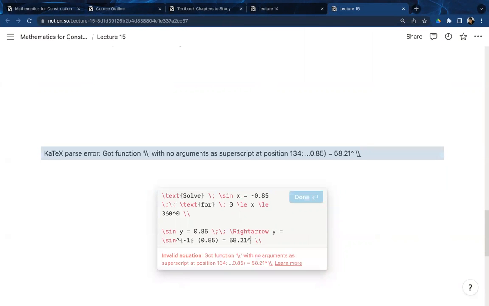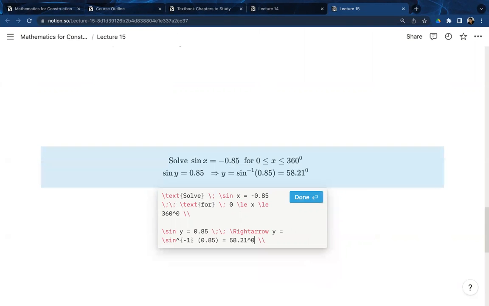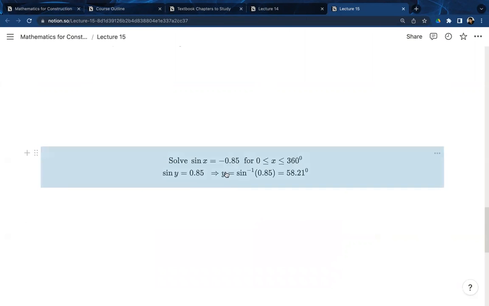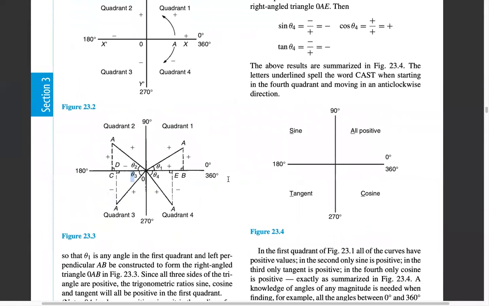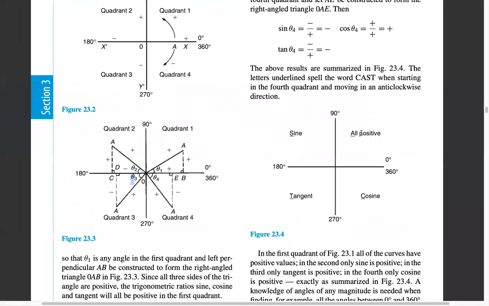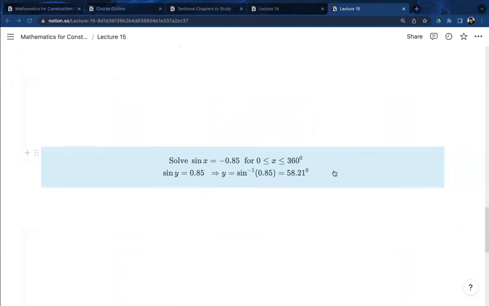So we call this 58.21 degrees, right? Now y is the value in the first quadrant, okay? But this negative 0.85 here is the same ratio, but just a different sign. This means we take this angle 58.21 degrees and we use that principal value to find an angle in the third quadrant and an angle in the fourth quadrant.